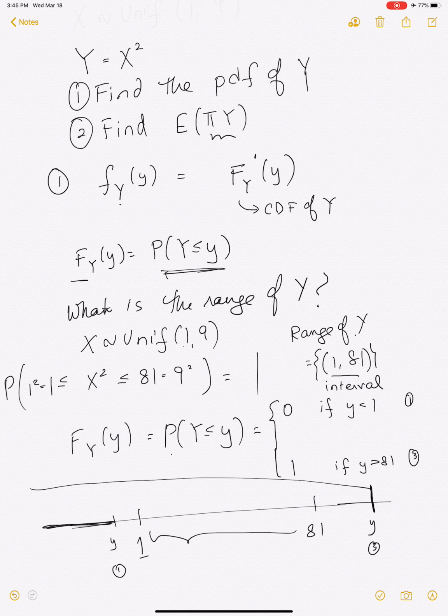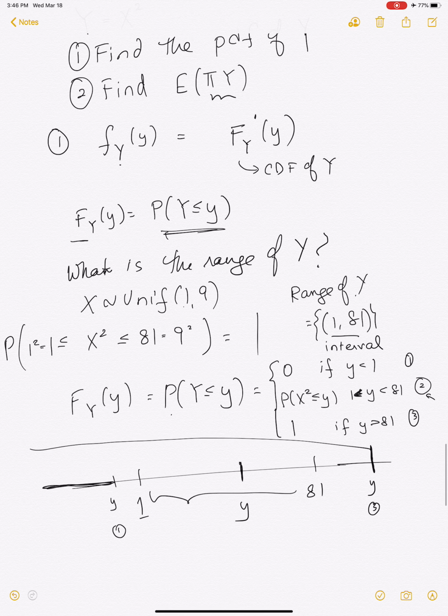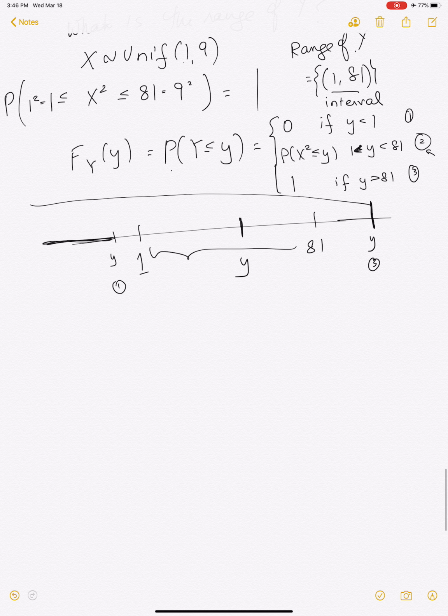How about in here? Well, now we're going to put in Y equals X squared, and we're going to have to do some more work. Here, you can just put strictly. All right. So let's look at the situation of what happens when you pick a number in there. So let y be between 1 and 81. F sub Y of little y.